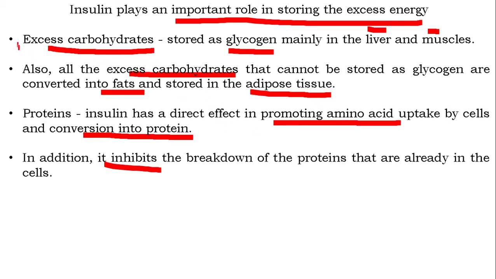Now we found here three processes associated with glycogen, associated with lipid, associated with protein. Insulin is activating all those processes. At the same time, insulin is inhibiting any process opposite to this, which means breakdown of glycogen and also breakdown of fat and also breakdown of protein. Okay.